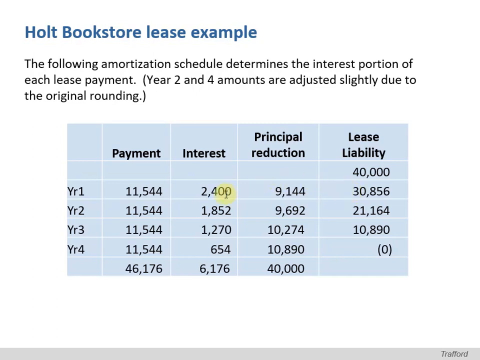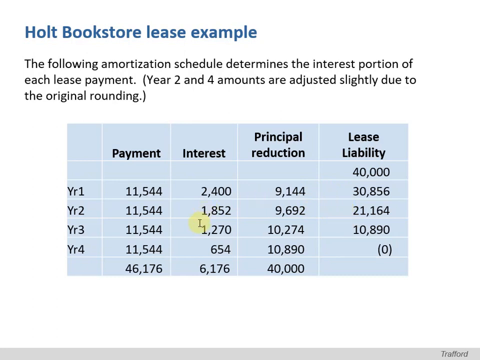$30,856 times 6% gives us interest for year 2. Any amount of the payment that wasn't interest instead reduces the principal amount of the loan. So at the end of year 2, the lease liability is $30,856 minus $9,692, or $21,164.